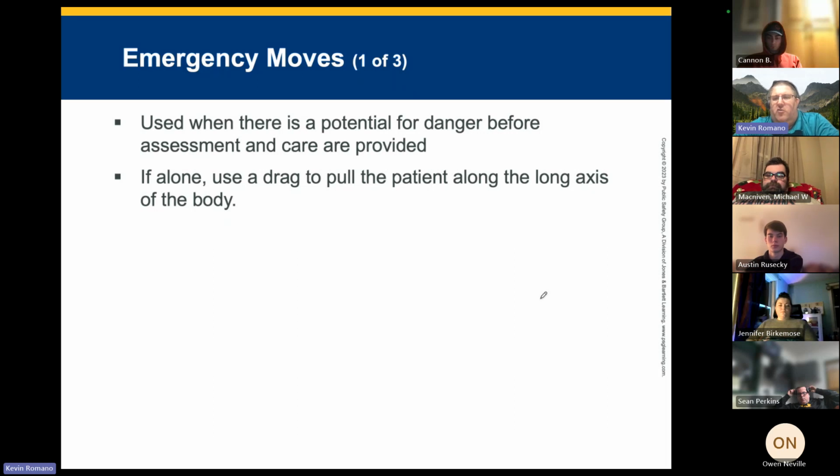If you are alone, you can use the drag and pull method, moving the patient along the long axis of the body, keeping the spine in line as well. Those are more like your commode codes, things like that, or cardiac arrest next to the bed. You need to move the patient out to a living room and move things around. Right. I'm not opposed to flipping a bed on its side in somebody's room to make more room to work.